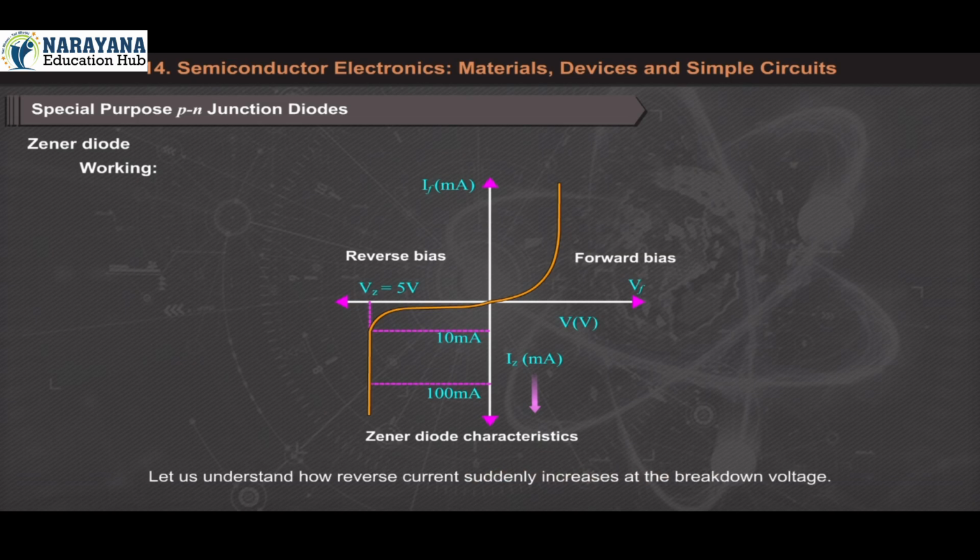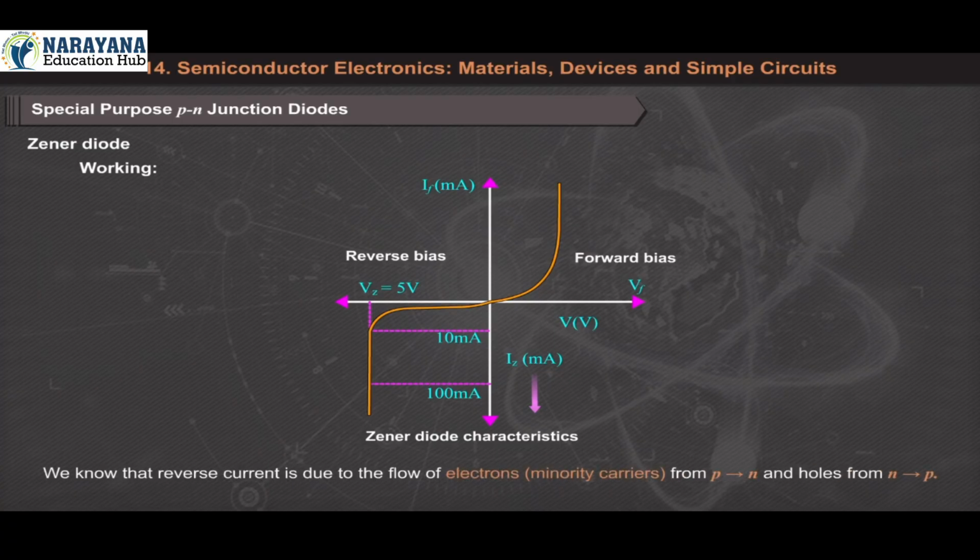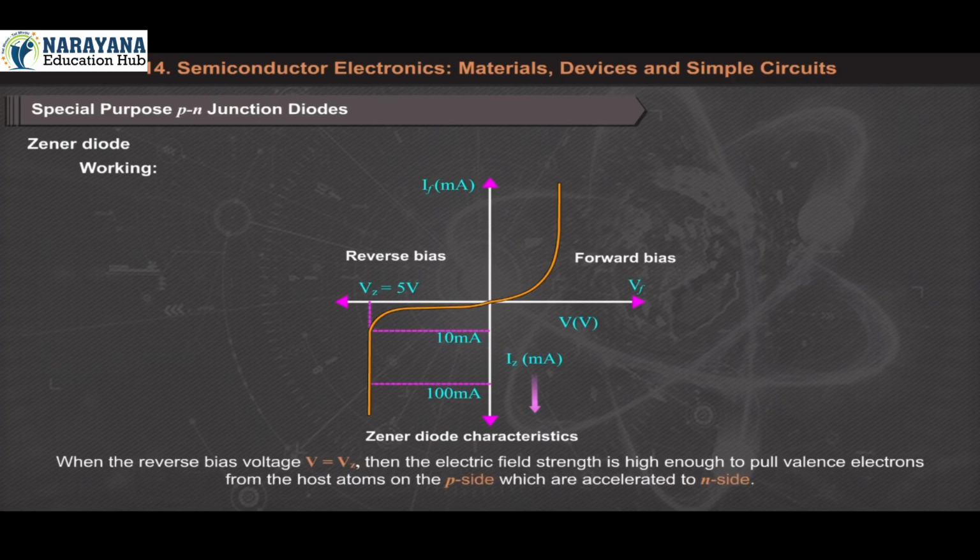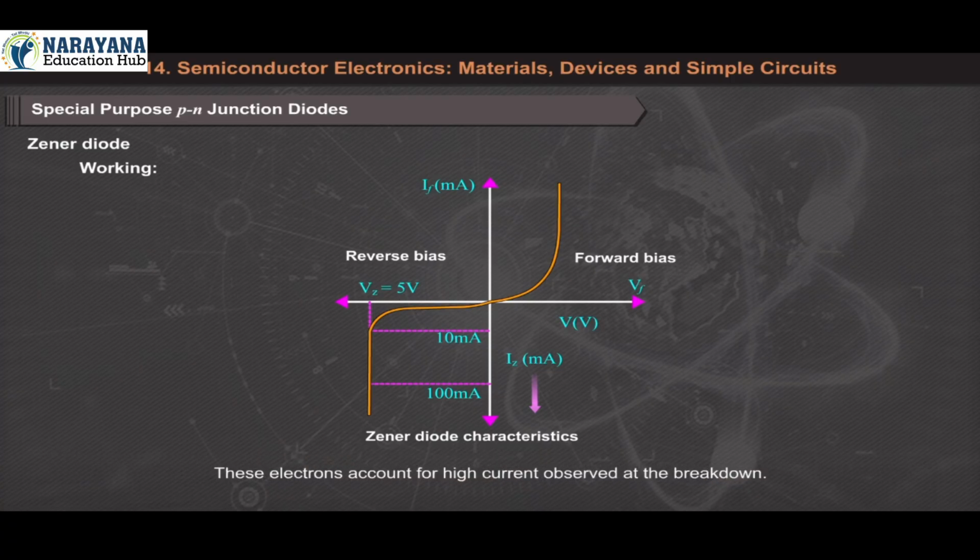Let us understand how reverse current suddenly increases at the breakdown voltage. We know that reverse current is due to the flow of electrons, that is minority carriers, from P to N and holes from N to P. As the reverse bias voltage is increased, the electric field at the junction becomes significant. When the reverse bias voltage V is equal to Vz, then the electric field strength is high enough to pull valence electrons from the host atoms on the P side which are accelerated to N side. These electrons account for the high current observed at the breakdown.